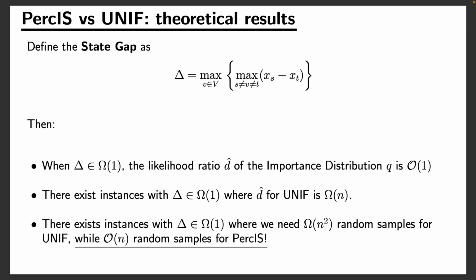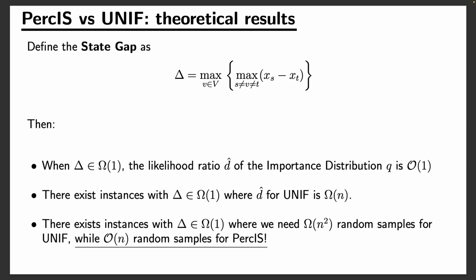As a next step, we show strong lower bounds for the uniform distribution, and to do so, we define this parameter delta here called the state gap. And we show that when the state gap is omega of 1, you have that the likelihood ratio of our importance distribution is constant. While we show that there exist instances for which delta is in omega of 1, for which the likelihood ratio of a uniform distribution is omega of n.